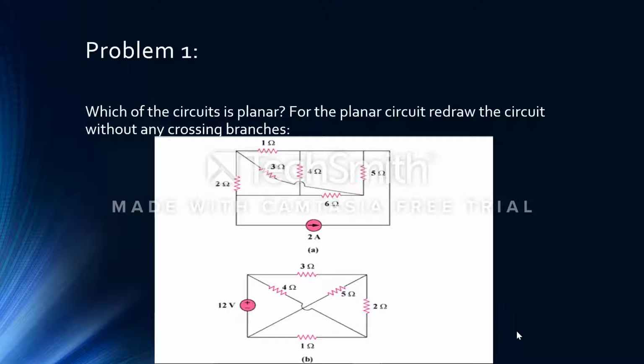A planar circuit, as the name suggests, is a simple planar circuit. That is, it must not have any crossings. For example, here the branches get crossed, so such a circuit cannot be called a planar circuit; it is a non-planar circuit. Now our task is to convert this non-planar circuit into a planar one. So let's see how we are going to go about it.